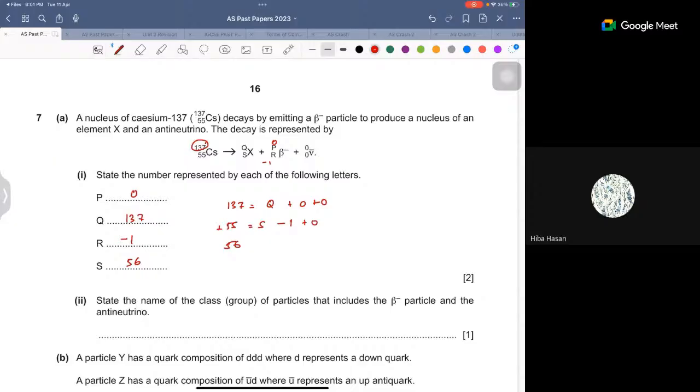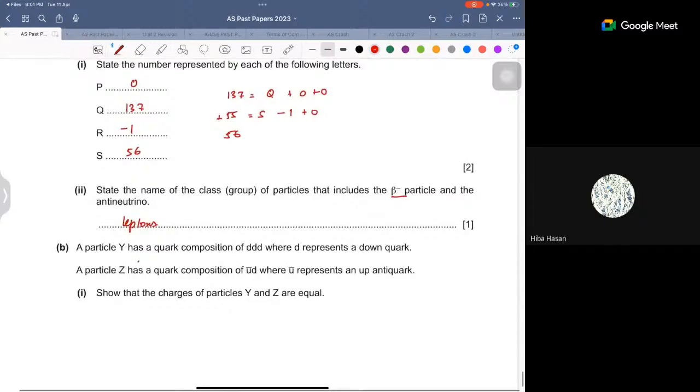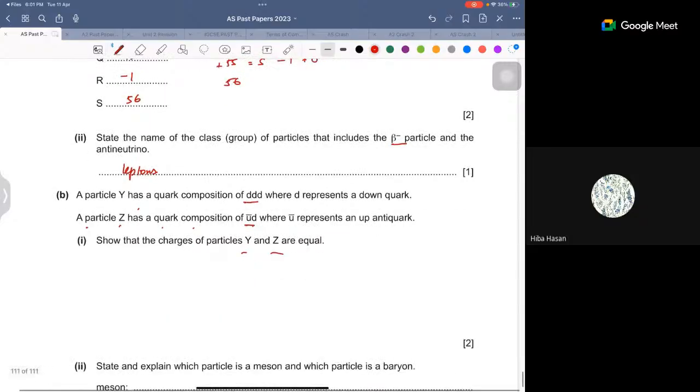Now it says state the name of the class group of particles that include beta and the antineutrino. These are leptons. And then particle Y has a quark composition of DDD and D represents down quark. Particle Z has a quark composition of UD and U represents antiquark. Show that the charges of Y and Z are equal. Okay. So down is minus 1 by 3. So I'm doing DDD now. Minus 1 by 3, minus 1 by 3, minus 1 by 3. So the total is going to be minus 3 by 3, which is negative 1 e.